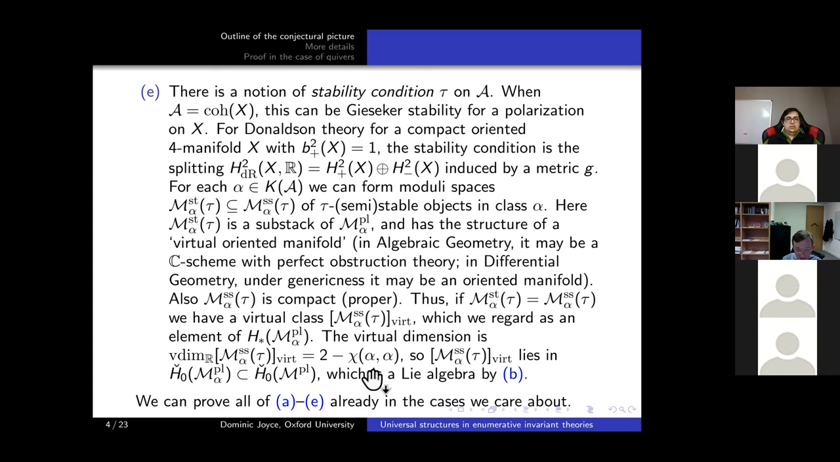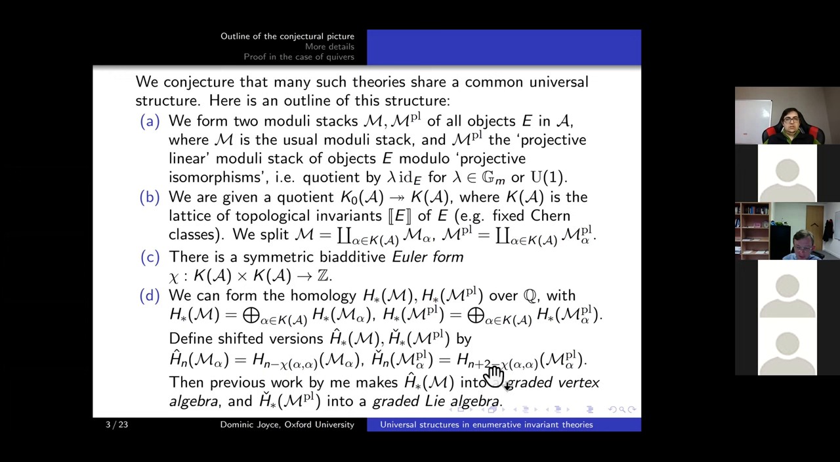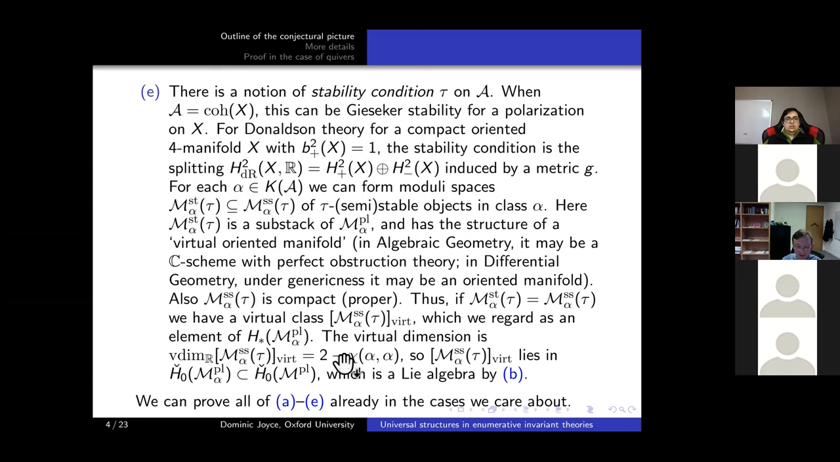And if you remember, the shift here is 2 minus chi of alpha alpha. So the fact that this gives you the correct virtual dimension means that this homology class actually lives in the zeroth graded homology of this thing with respect to our funny grading. And this zeroth graded homology is actually a Lie algebra. Okay, so in the cases that I care about, we can already prove all of parts A through E, given my work on vertex algebras and things.